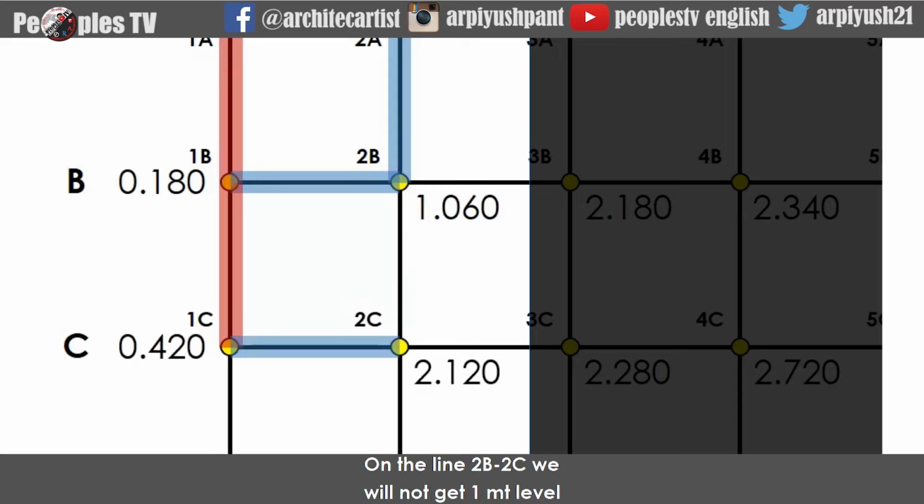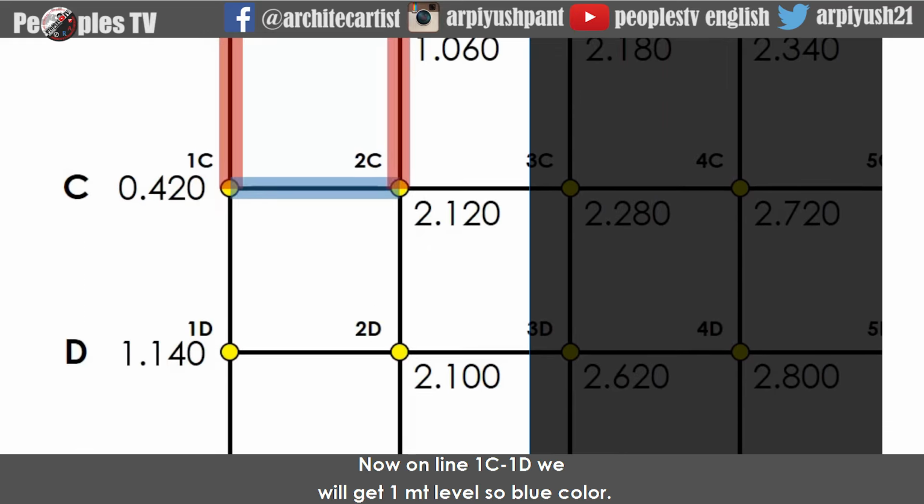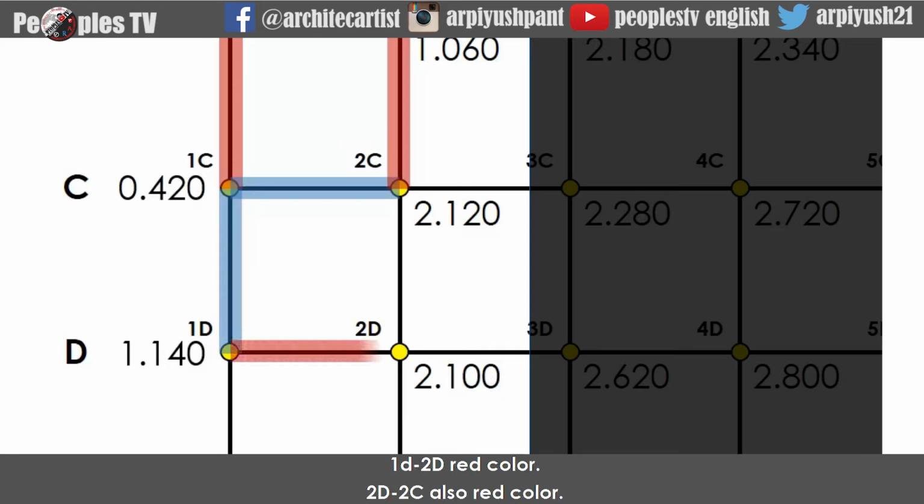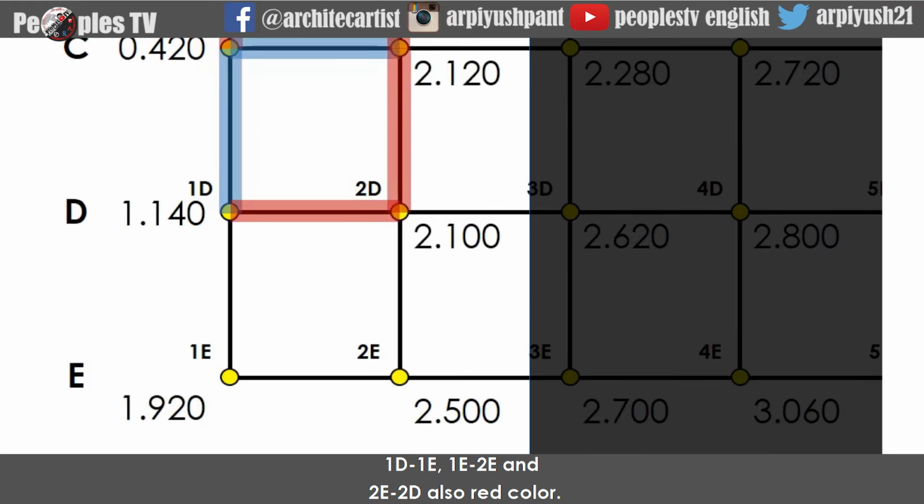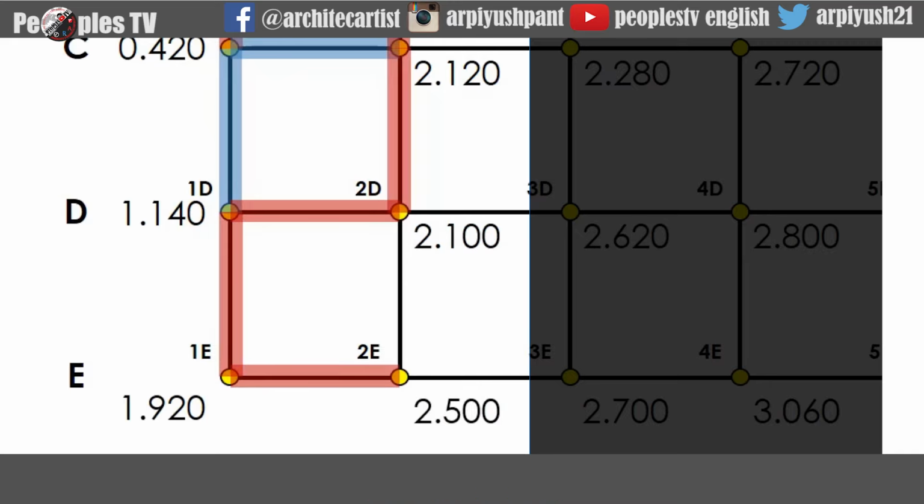On the line 2B, 2C we will not get a 1 meter level as the lowest level, that is 1.060, is more than 1 meter itself. So red color. Now on line 1C, 1D we will get a 1 meter level, so blue color. 1D, 2D red color. 2D, 2C also red color. 1D, 1E, 1E, 2E and 2E, 2D also red color.